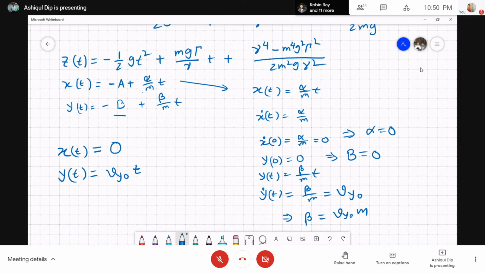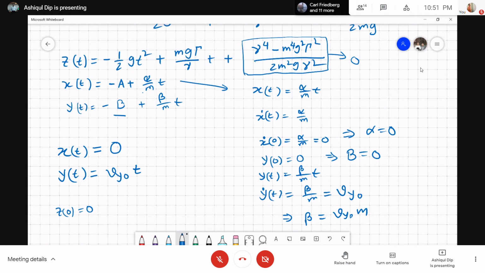What happens to the z part? We also know that z at 0 equals 0. What do you get from that? The last term, this messy term, will be zero, and it will give you an idea about gamma. Yes, it will give you a relation between small gamma and capital gamma.